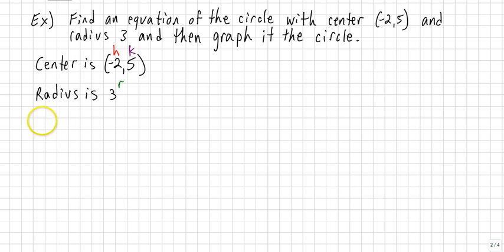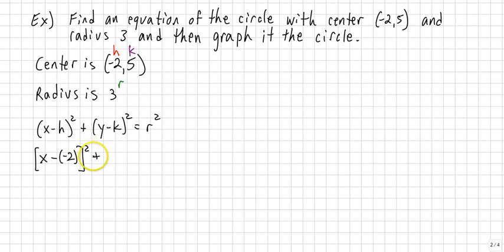So standard form is x minus h quantity squared plus y minus k quantity squared equals the radius squared. So let's plug in what we know. We know h is negative 2, so we'll have x minus negative 2 quantity squared plus y minus k quantity squared equals the radius squared.